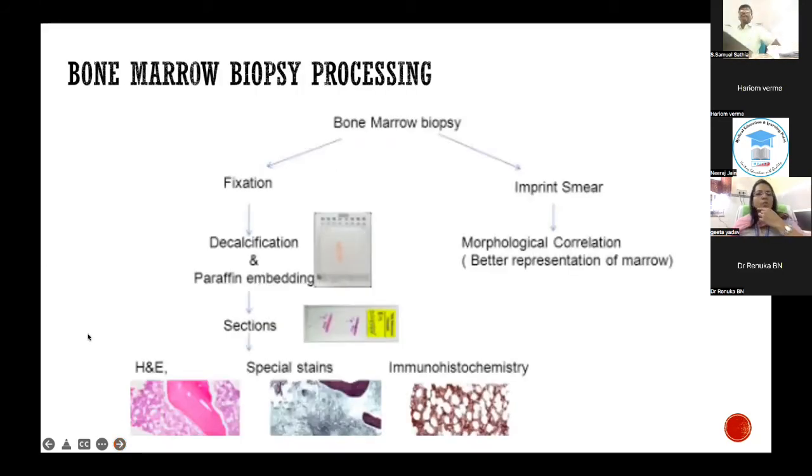Coming to bone marrow biopsy processing: we take out the bone marrow biopsy and put it into the fixative. Then it has to go for decalcification, and like any histology tissue, it has to be paraffin embedded and a section has to be cut. If required, then a special stain for reticulin or immunohistochemistry has to be applied.